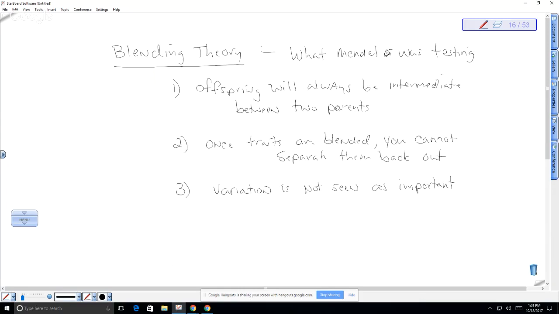Okay. So if we go back to Mendel's experiments, they did not support the blending theory. So it did not support the theory of the time. And so that is why he is said to be the father of genetics, right? Because he came up with a whole new idea of seeing how traits were passed from parent to offspring.